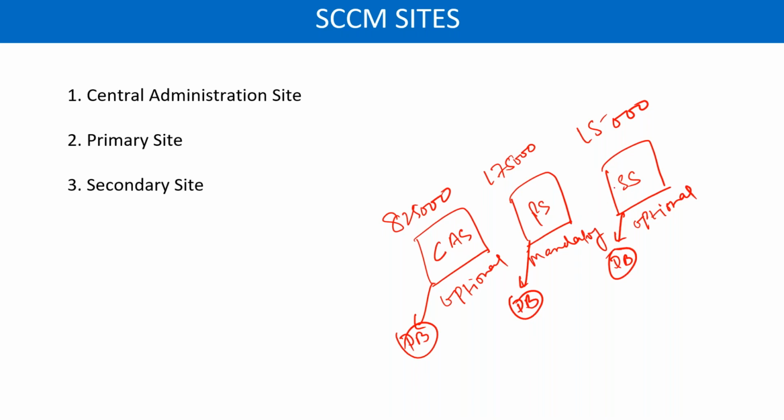Secondary site. When do we need a secondary site? When there are any network issues, meaning remote network areas. For branch offices, in order to manage the devices in branch offices where we have low network bandwidth. Okay.